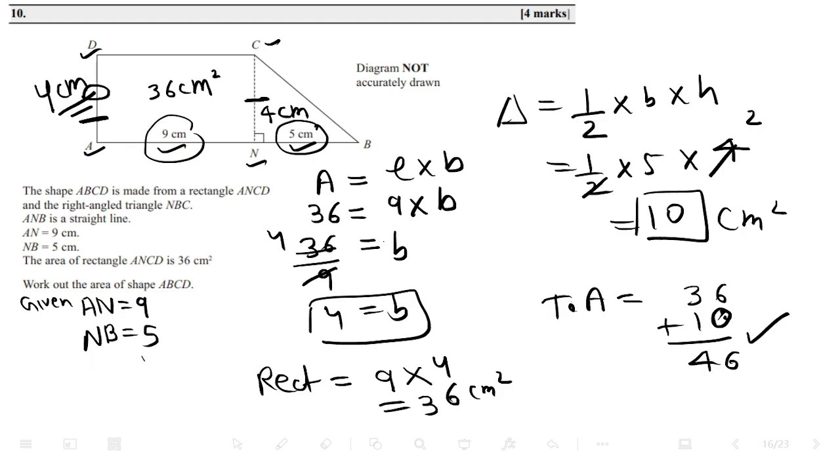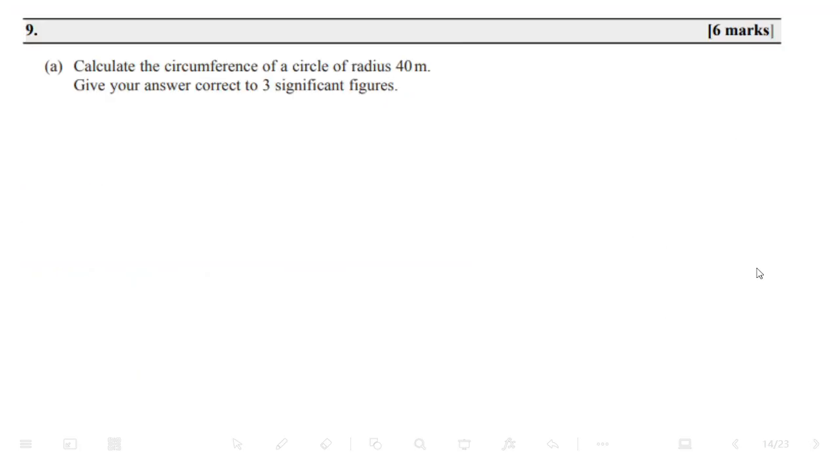Okay, coming to the next part, which is question number 9. There are still two portions for this. Now just see this. The question is the circumference of the circle. We have to calculate the circumference of the circle. So this is question number 9.